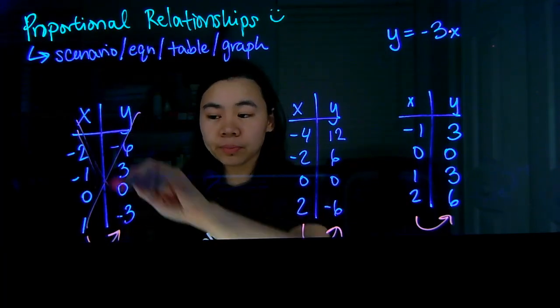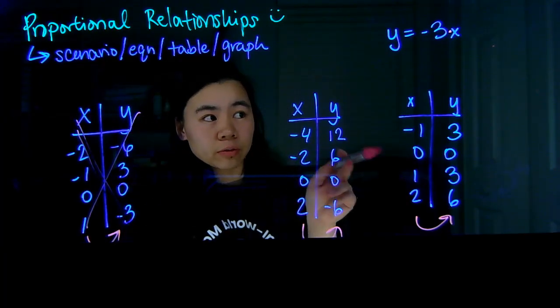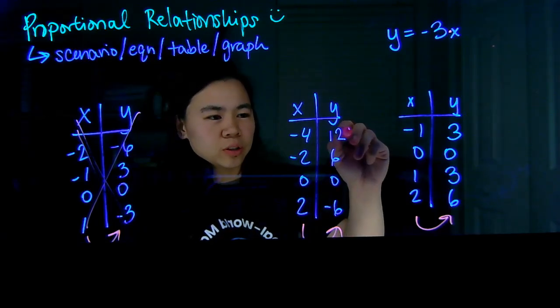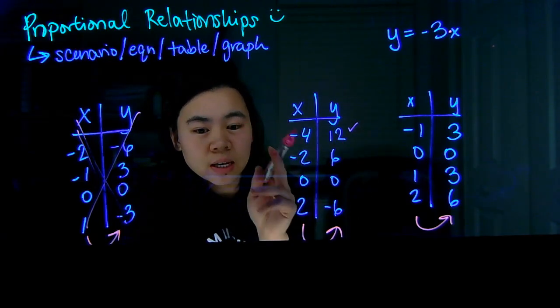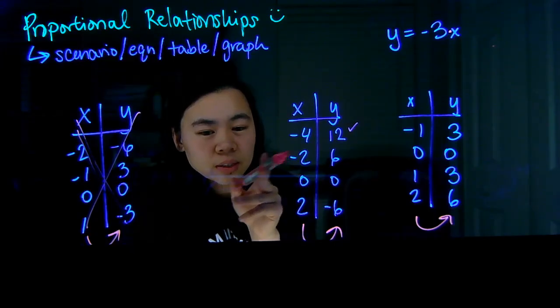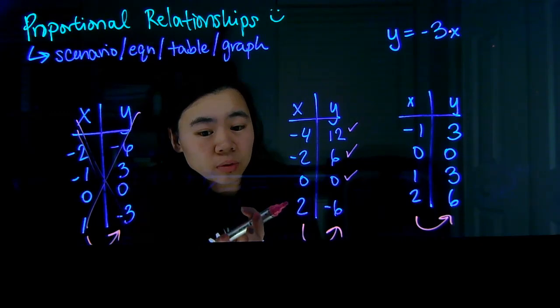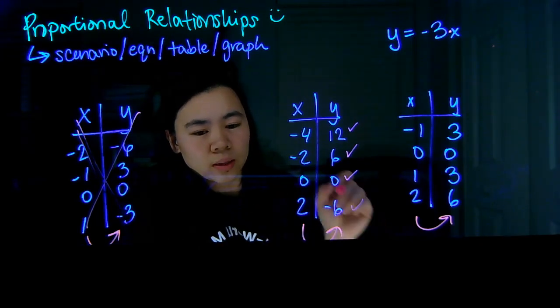That's not right. Negative 4 times negative 3. Is that positive 12? Do you know your integer operations? These are integer operations. Negative 2 times negative 3. Is that 6? 0 times, oh yeah. 2 times negative 3. Negative 6? Oh yeah, that one looks right.